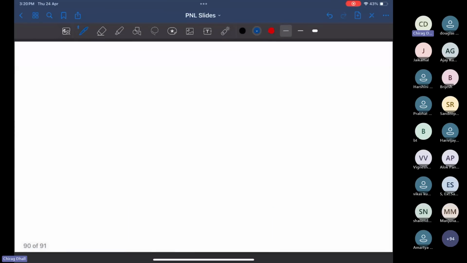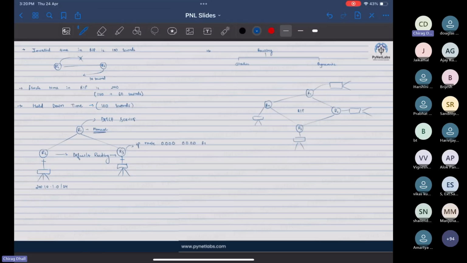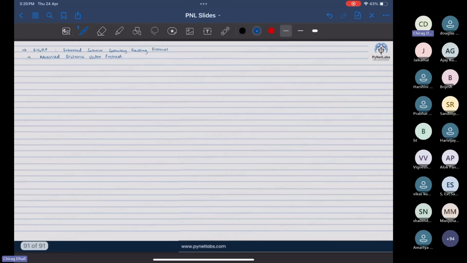Similarly, when we talk about OSPF, we call it link state protocol, as it considers the link speed for finding the best path. But EIGRP is a combination of both of them. It's a mix of distance vector protocol and link state protocol, as it considers both bandwidth as well as distance to calculate the best path. That's why we call it advanced distance vector protocol.